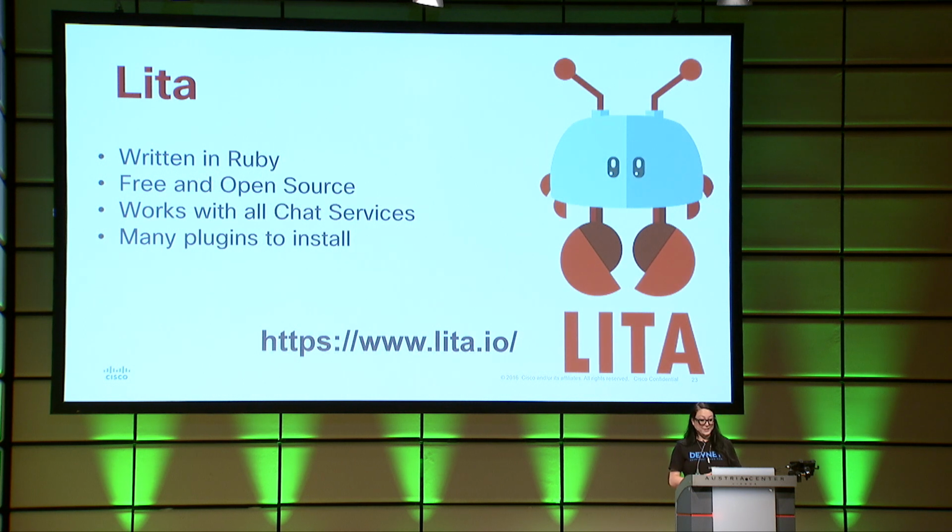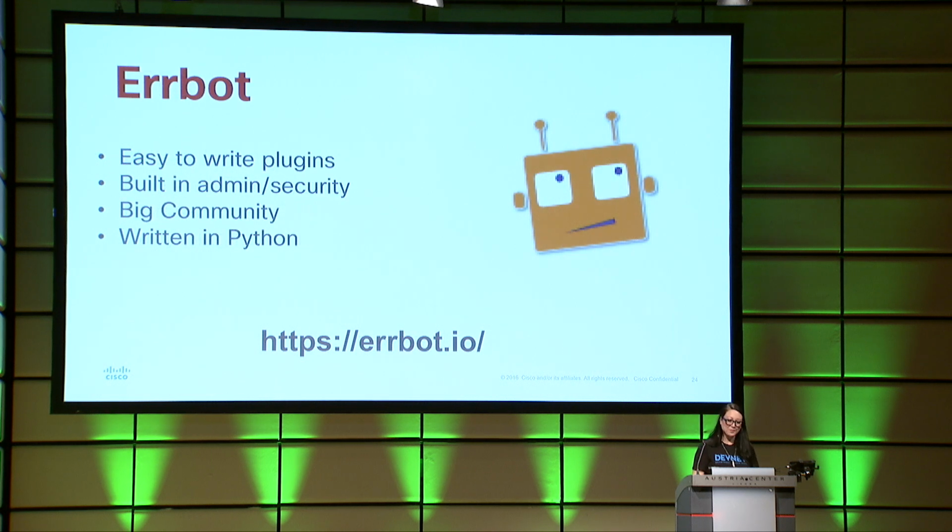Lita is also free and open source and written in Ruby. So there's kind of like one for several different programming languages. Errbot is written in Python and built to be able to easily write plugins. It's also known for its huge community. And I'm sure there's a large community for different tools. I wouldn't say one is better than the other. It really depends on what your needs are and what you're building.